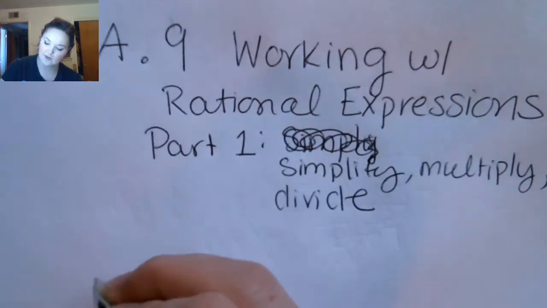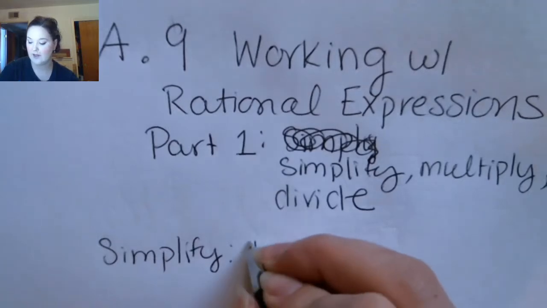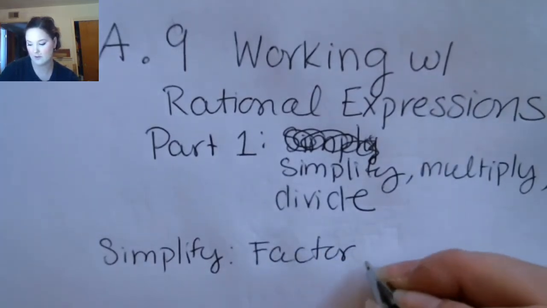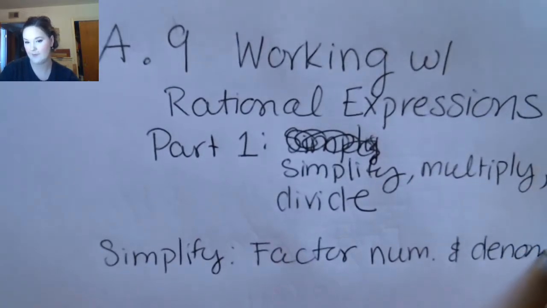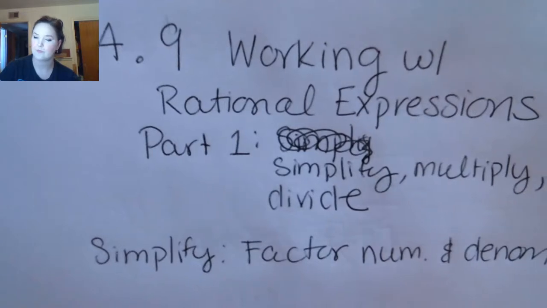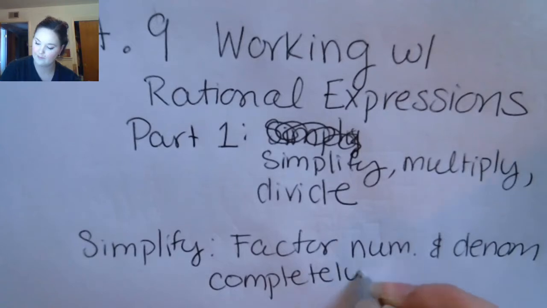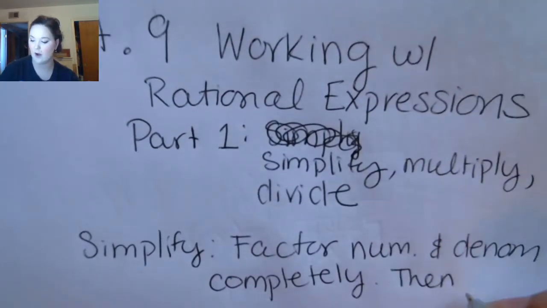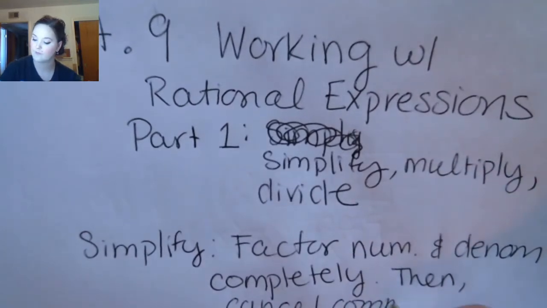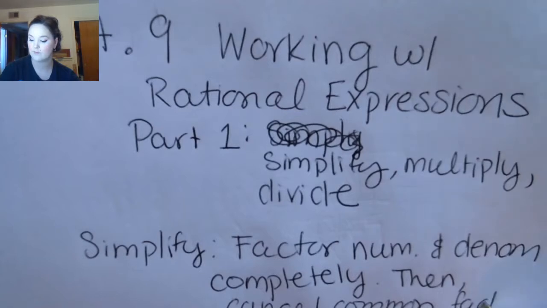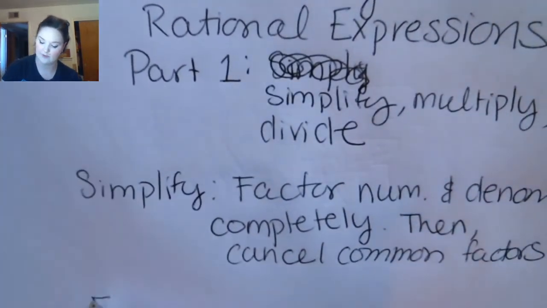So to simplify, you want to factor everything, and you want to do that as much as possible. Then you're going to cancel common factors. All right, so let's look at an example of that.